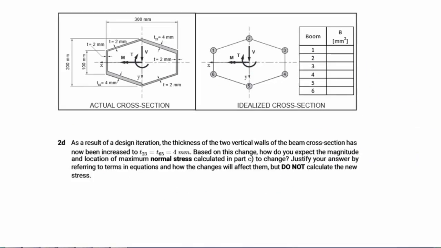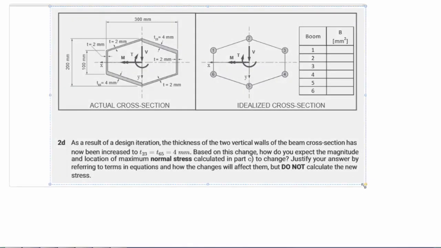Then, for the final question of this exam, we're asked to consider a design iteration where two of the walls have an increased thickness. Note that this is obviously a typo and it should be the top right and the bottom left wall, which is also clearly indicated in the drawing and with the subscripts. Now, based on this change, we have to identify how the previously calculated normal stress will change and how its location will change. Now, let's take a look at the implications of the changes that are made.